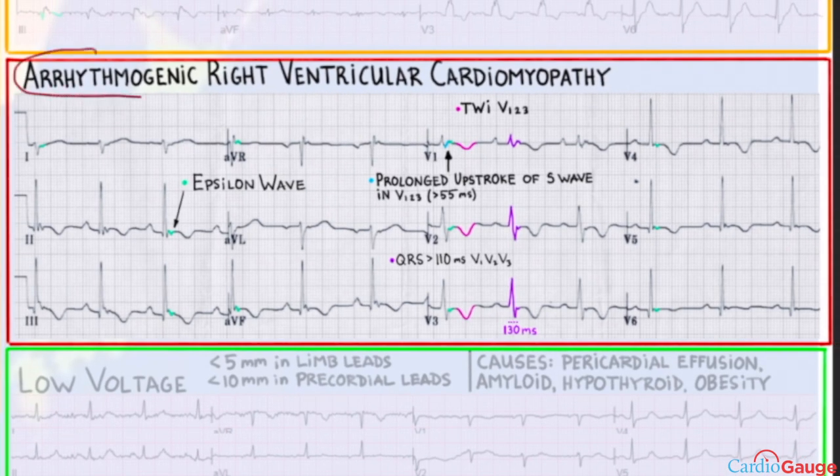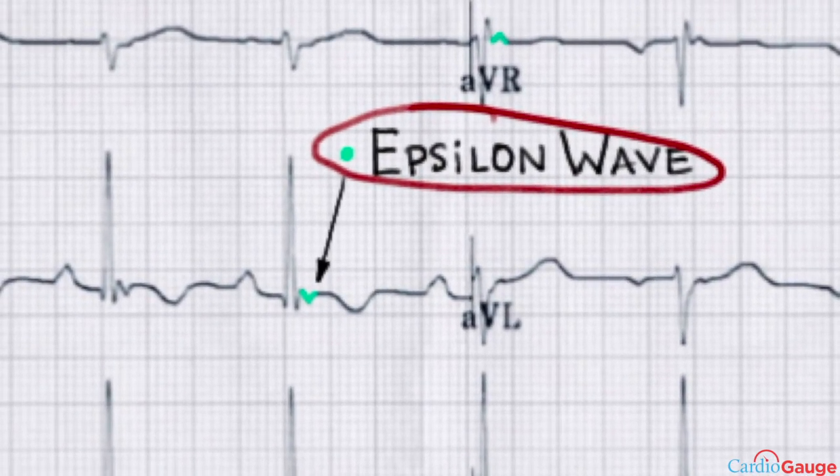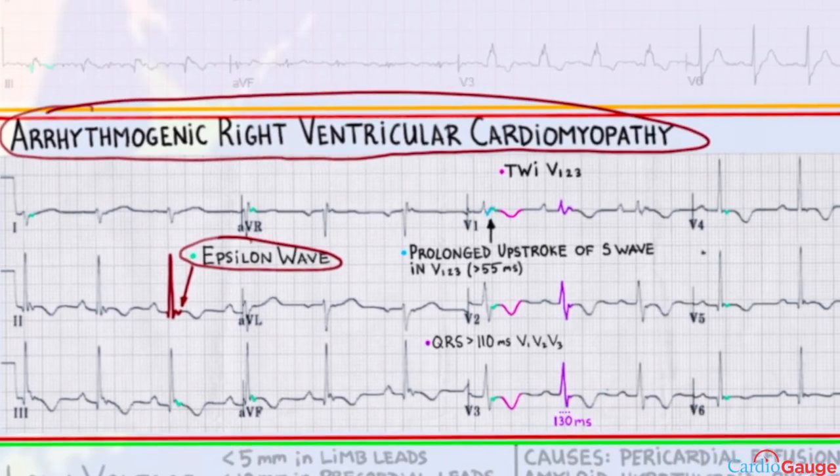On to arrhythmogenic right ventricular cardiomyopathy, which is a pretty unusual condition that affects the right ventricle and causes some conduction abnormalities. The hallmark is here, the epsilon wave. And that's a little notch basically at the end of the QRS. So you've got the QRS, and then this right here is the epsilon wave. And you can see that in any lead.